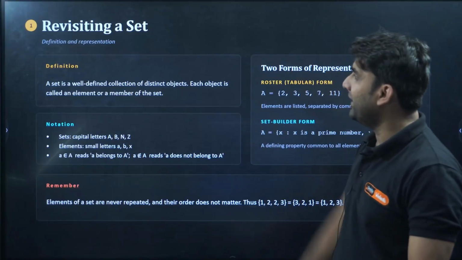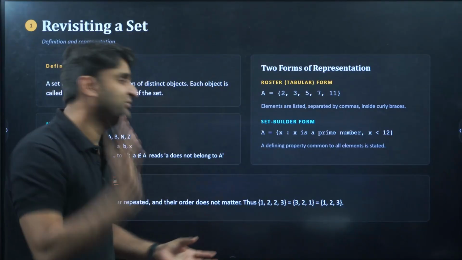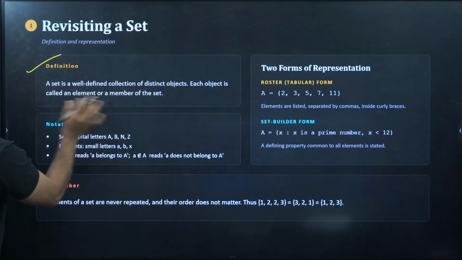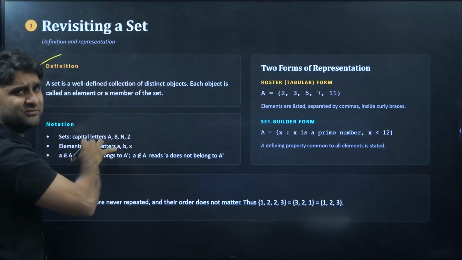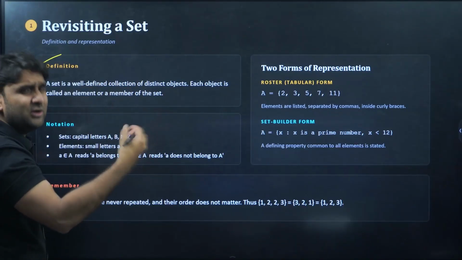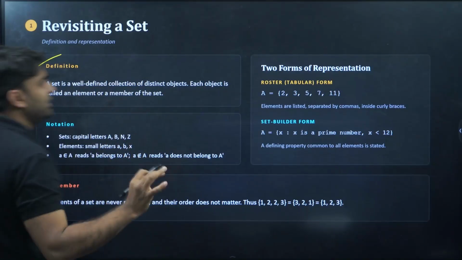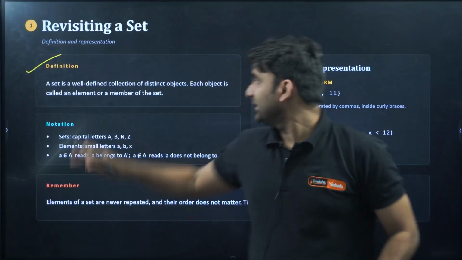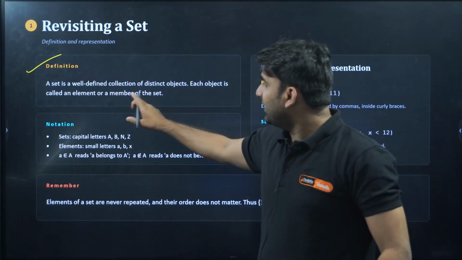Okay, move ahead. So let's talk about revisiting sets. A few things about sets. What is the definition of a set? A set is a well-defined collection of distinct objects. We have discussed these things in the previous video, so I'm recalling it again, just a short overview. A set is a well-defined collection of distinct objects. Each object is called an element and a member of the set.